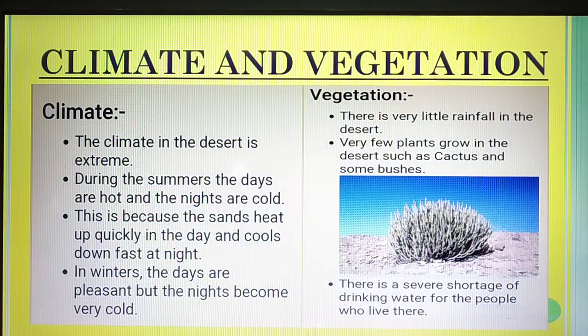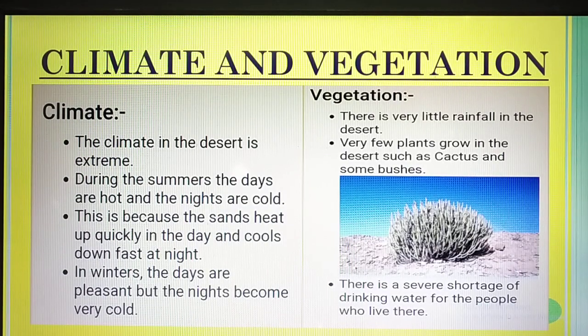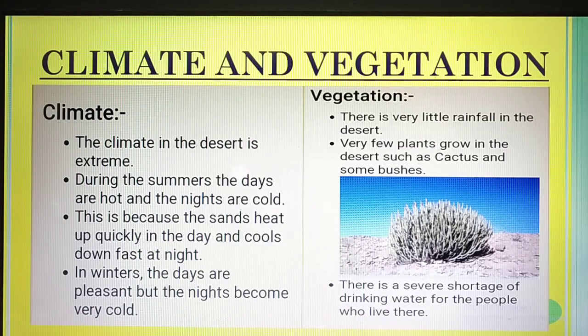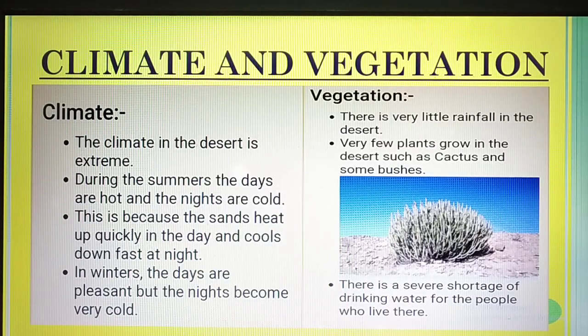Climate and vegetation. Climate. The climate in the desert is extreme. During the summers, the days are hot and the nights are cold. This is because the sands heat up quickly in the day and cool down fast at night. In winters, the days are pleasant, but the nights become very cold.